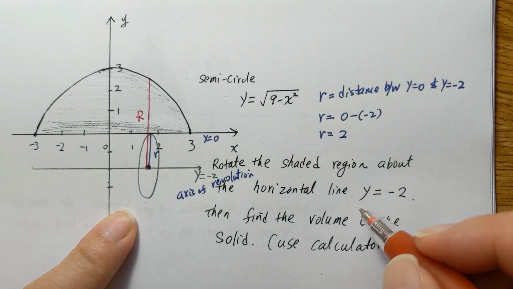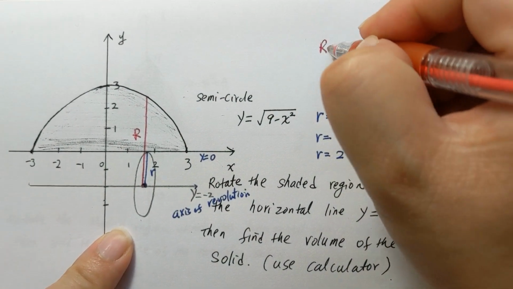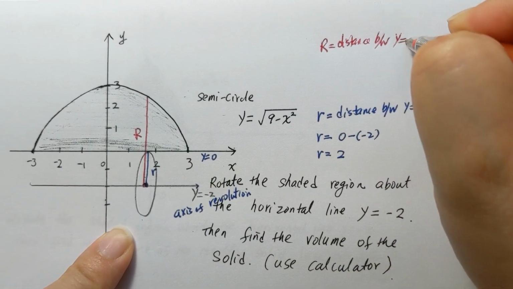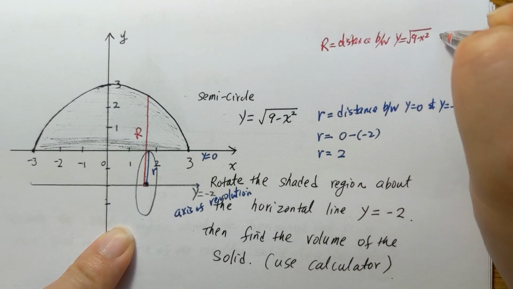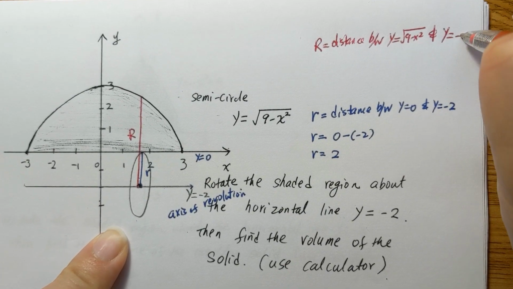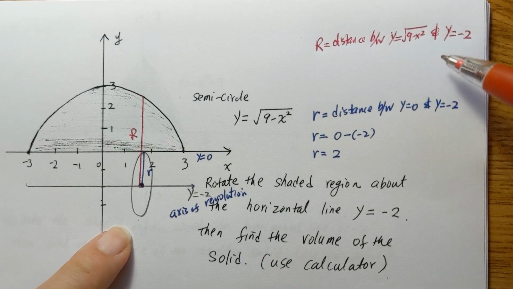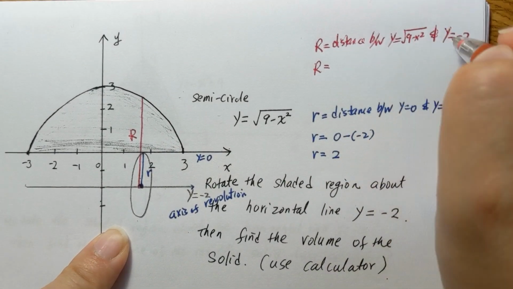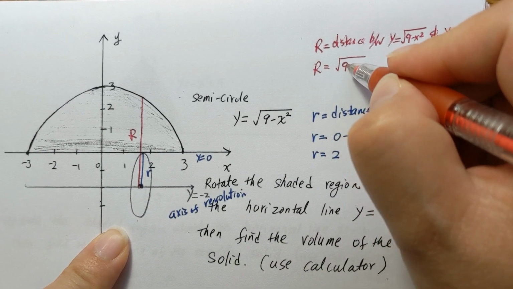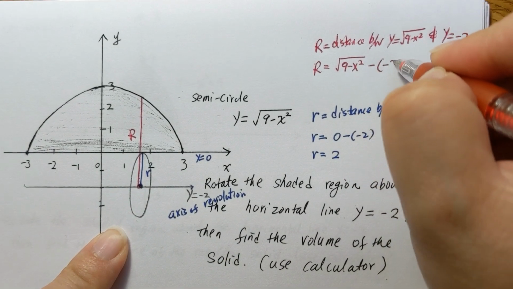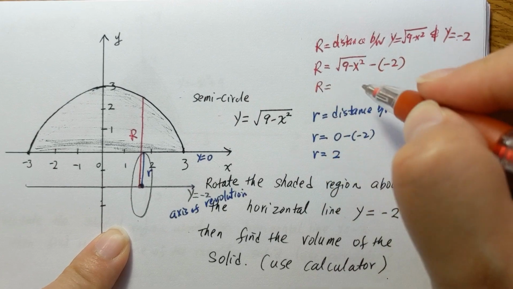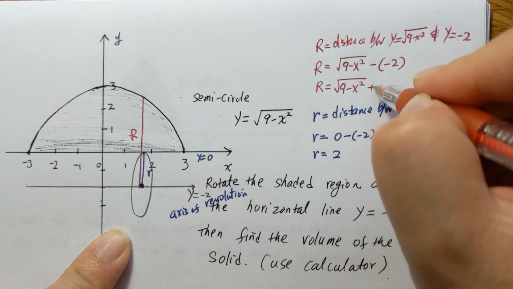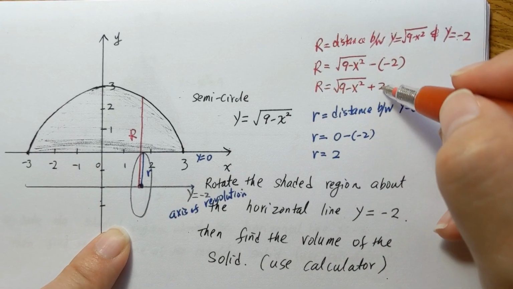So the big R is going to be the distance between y equals square root of 9 minus x squared and y equal negative 2. It's always between the curve you hit and the axis of revolution. So now to find the distance, we subtract. So it's top minus bottom. Square root of 9 minus x squared minus negative 2. So we simplify. R equal square root of 9 minus x squared plus 2. So we found our big radius.